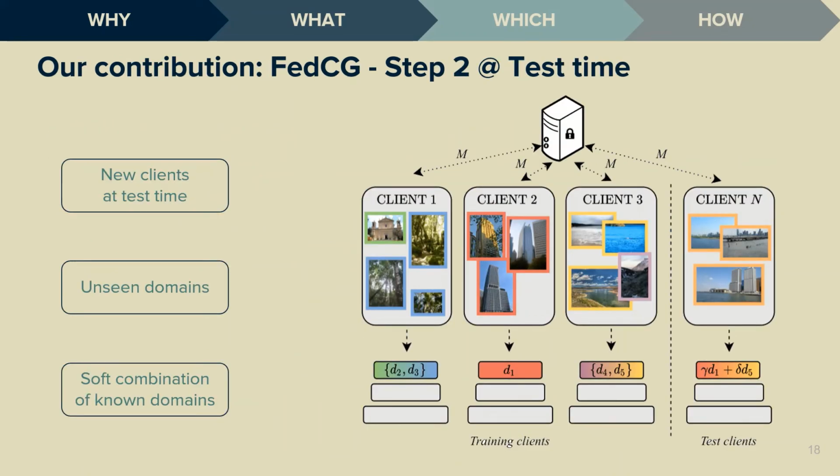At test time, we make the realistic assumption that new clients might appear, and they might bring unseen data distributions. Therefore, exploiting the subpredictions of the domain classifier together with the connections of the graph, we address the new data distribution as a subcombination of the known domains. For example, in this case, the second client has access to pictures of skyscrapers, which represent the red domain, while the third client has seen seascapes in yellow. At test time, a new client appears with pictures of skyscrapers over the sea, which is an unseen domain. Therefore, this new domain will be the weighted combination of the red and the yellow domain.